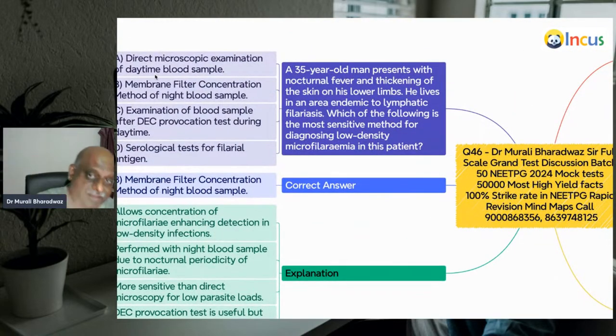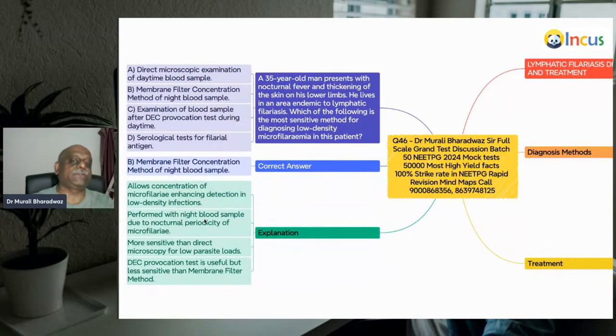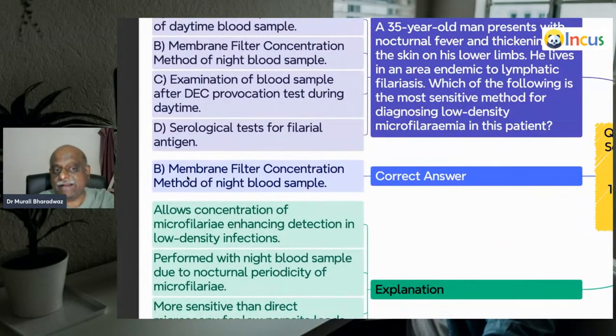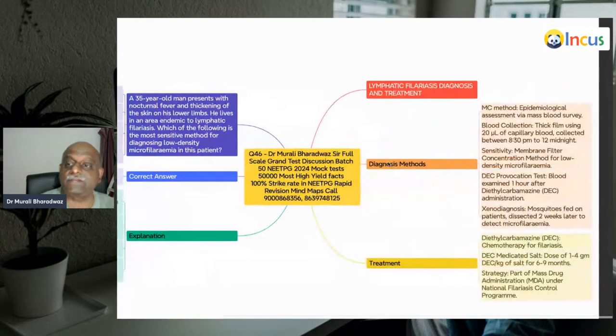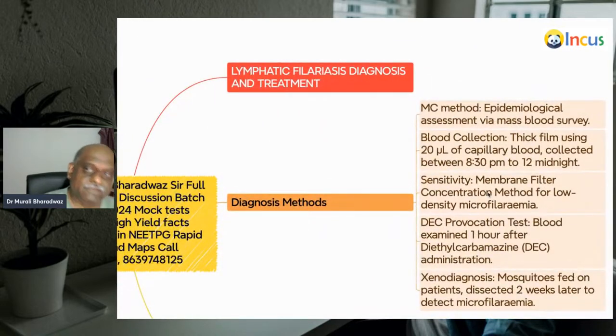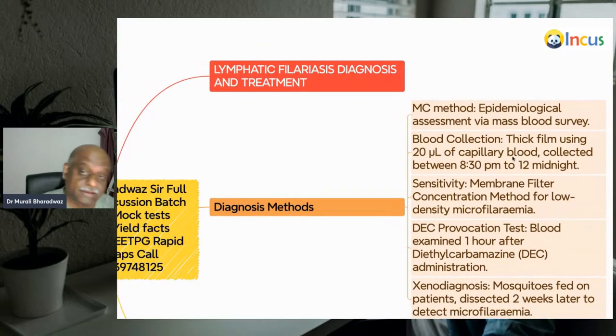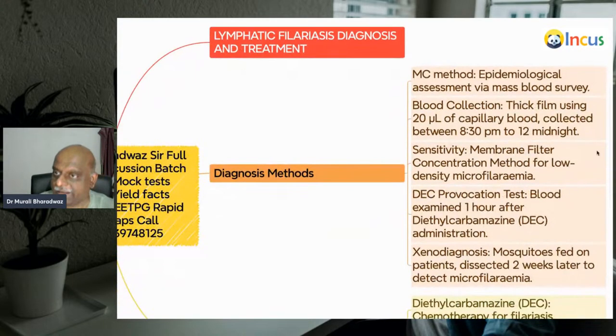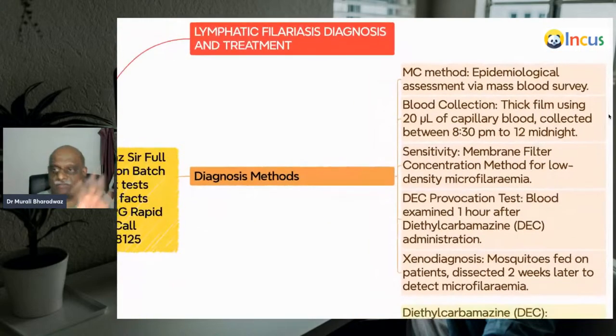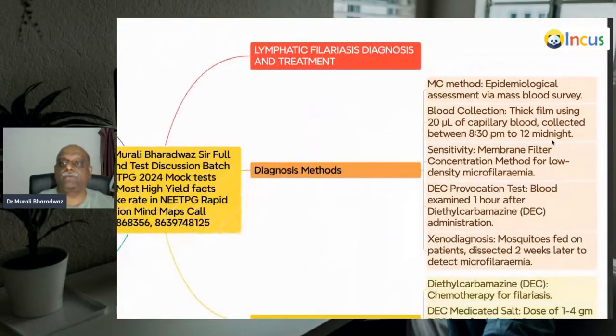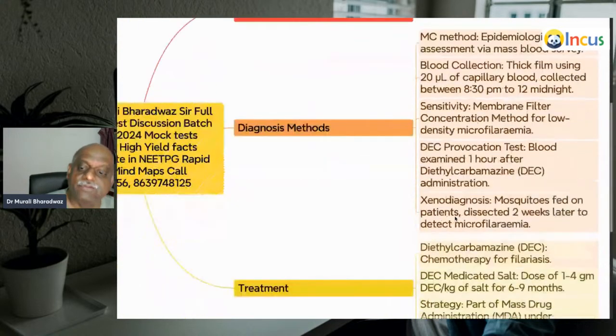A 35-year-old with nocturnal fever and thickening of the skin. He lives in an area endemic to lymphatic filariasis. What is the most sensitive test to diagnose low density microfilaremia? Membrane filter concentration method on a night blood sample. So you should know the various diagnostic methods. Doing a mass blood survey is the most common method. Epidemiologically, when you do blood collection, a thick film using 20 microliters of capillary blood collected between 8:30 p.m. to 12 p.m. The membrane filter concentration method for low density microfilaremia is very sensitive.